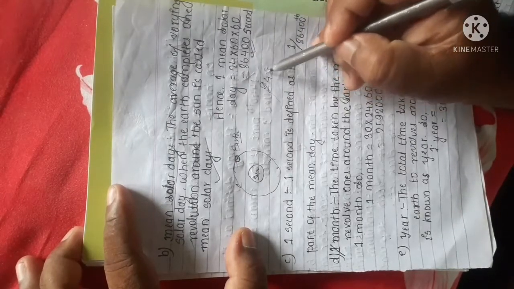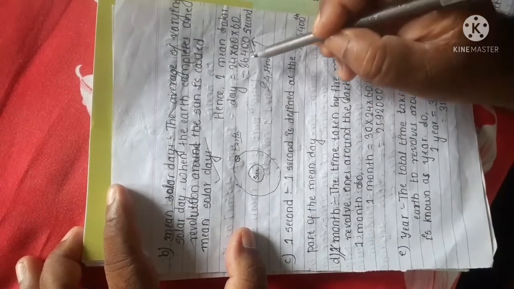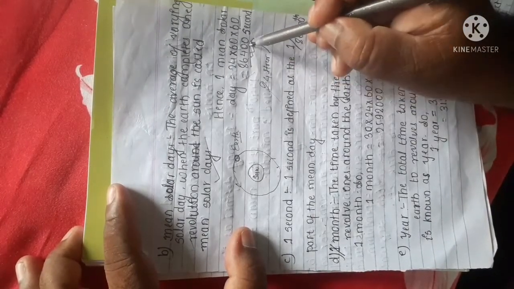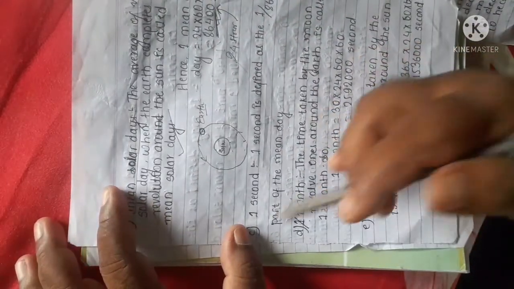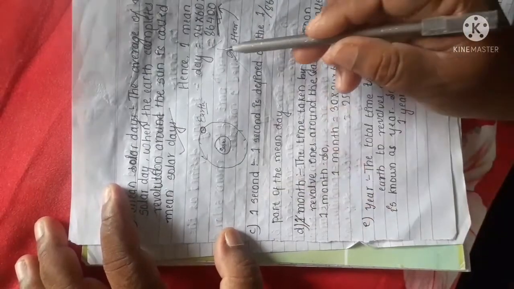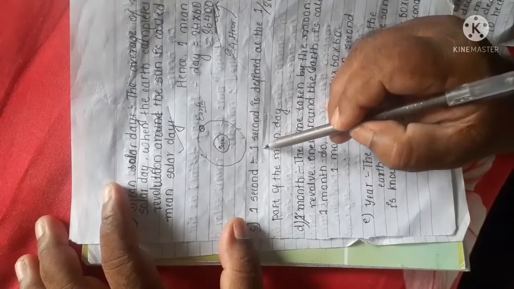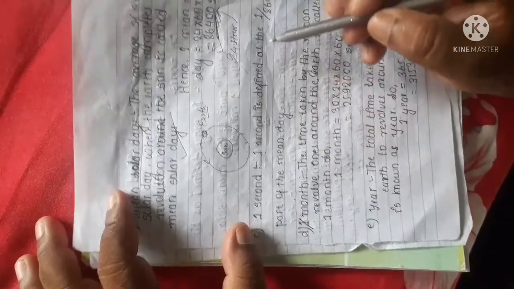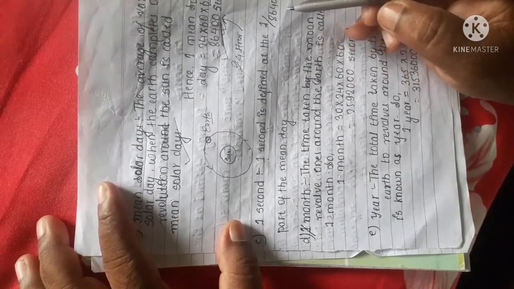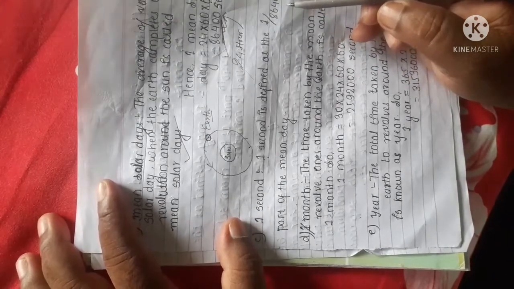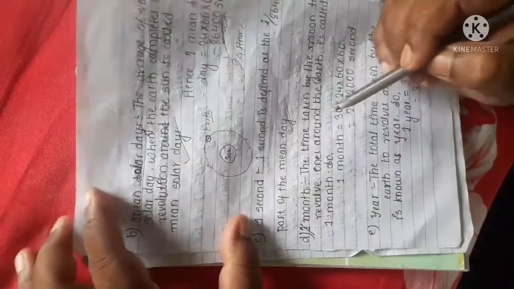In 24 hours, the total seconds obtained is 86,400 seconds. So according to this, 1 second is defined as the 1 by 86,400th part of the mean day.